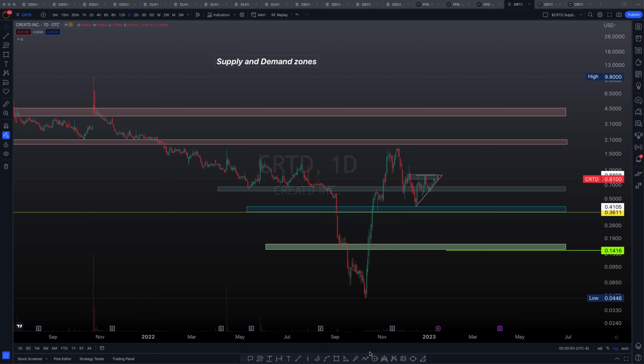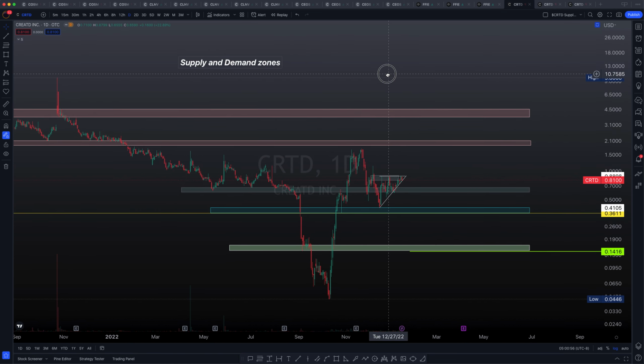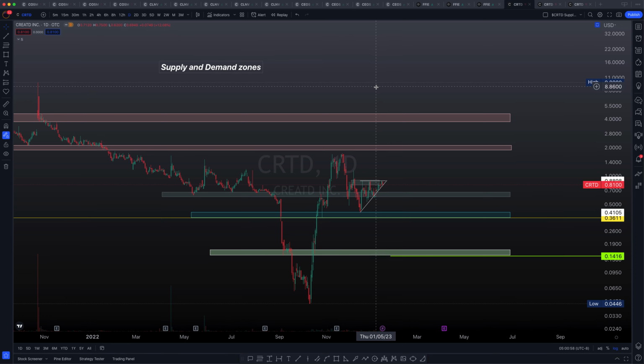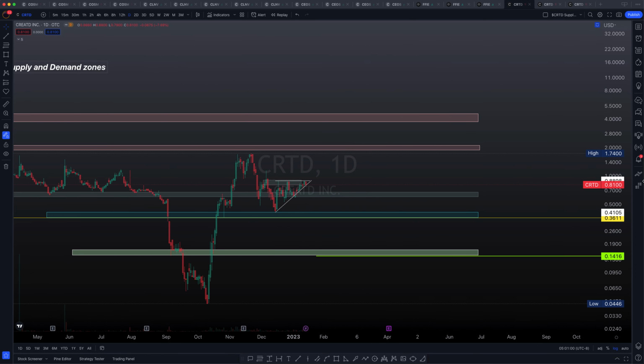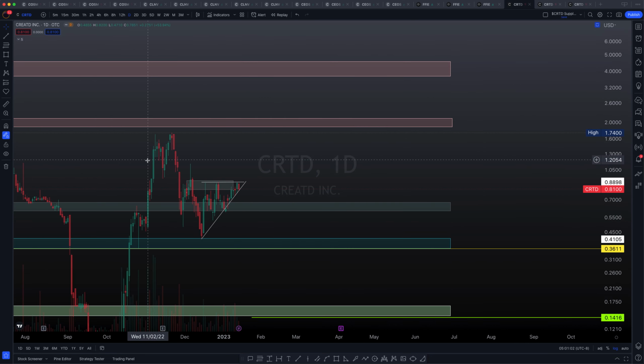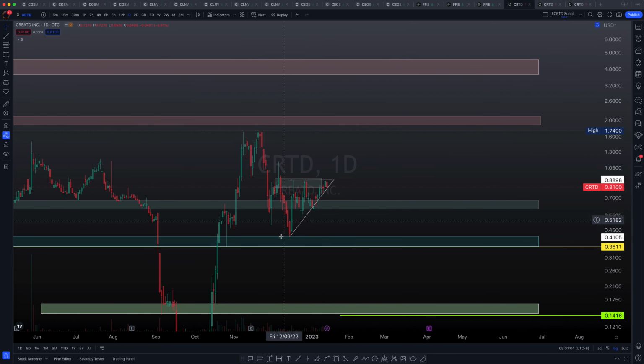With that said, let's go ahead and dive right into the charts. Okay, so we are looking at CRTD on the daily chart here, and these are my zones of supply and demand. Okay, so now what you're looking at here is essentially a bear flag. Okay, so we do have an ascending triangle forming on the daily here, and we are critically done here.